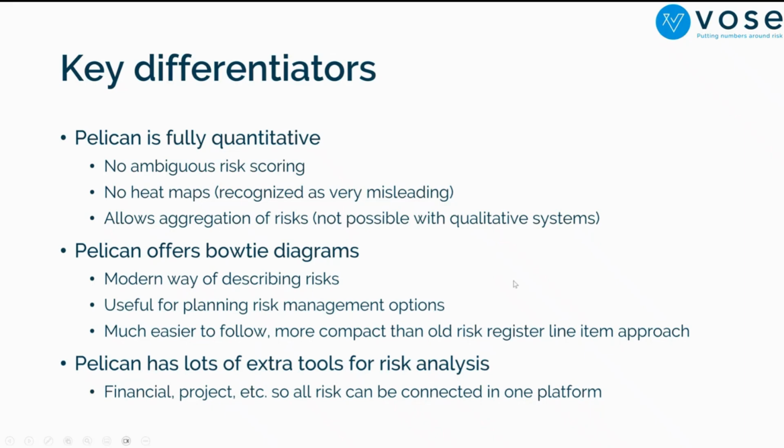Pelican offers bowtie diagrams. Bowtie is very handy and quite popular recently as an instrument for describing the strategy for managing your risks. Instead of one line describing the risk, it is now described with a collection of objects, like the drivers that cause the risk, the consequences of different types that the risk can produce, and then the controls and mitigations that decrease the chances of having a risk and decrease the severity of the risk.